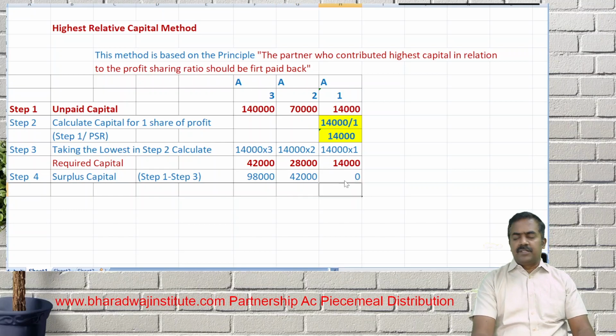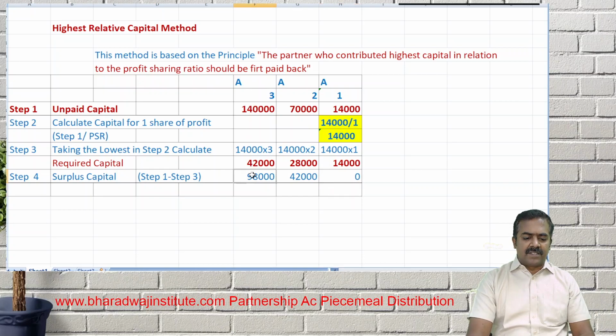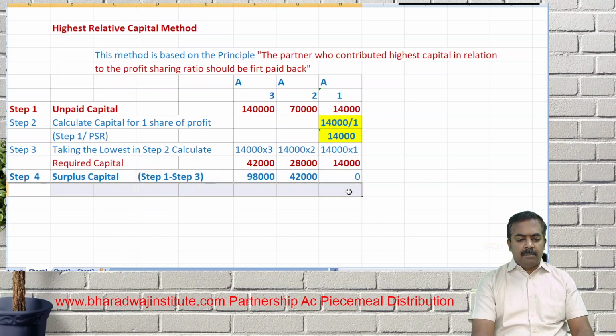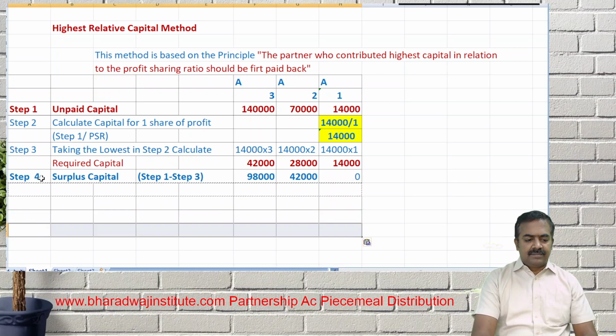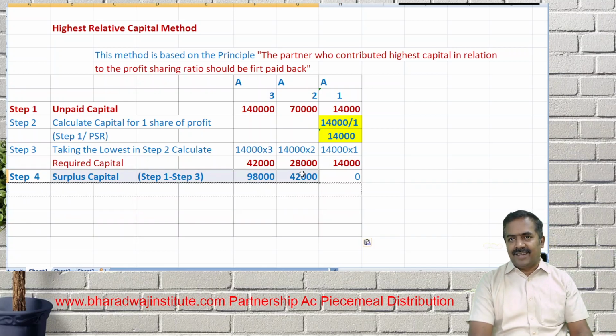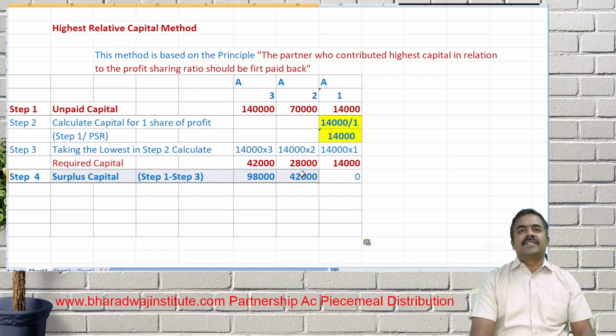For A it will become 0. Why? Because based on him only we worked out the others. Now we have got two surpluses, for the first partner and the second partner. Two partners are having surplus. Between them, who should be paid first? Again, repeat. Step 5.